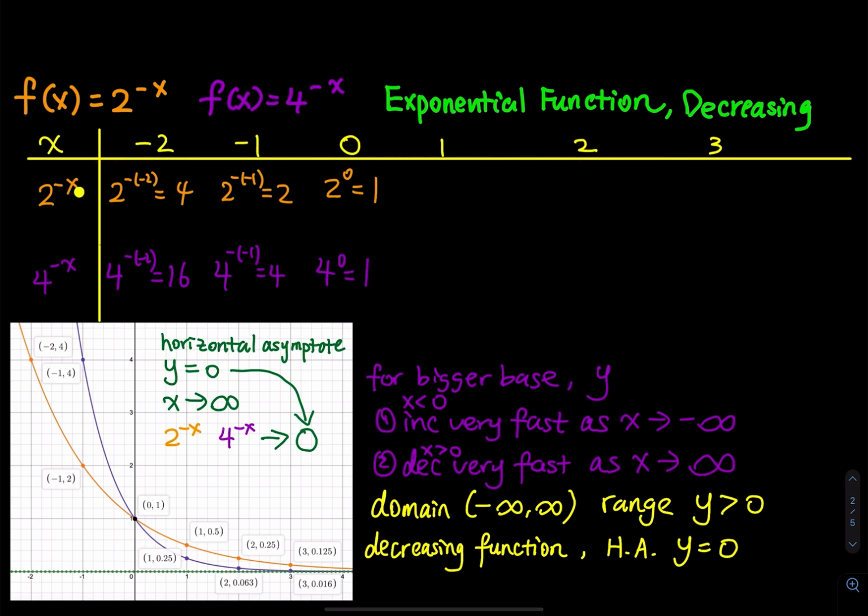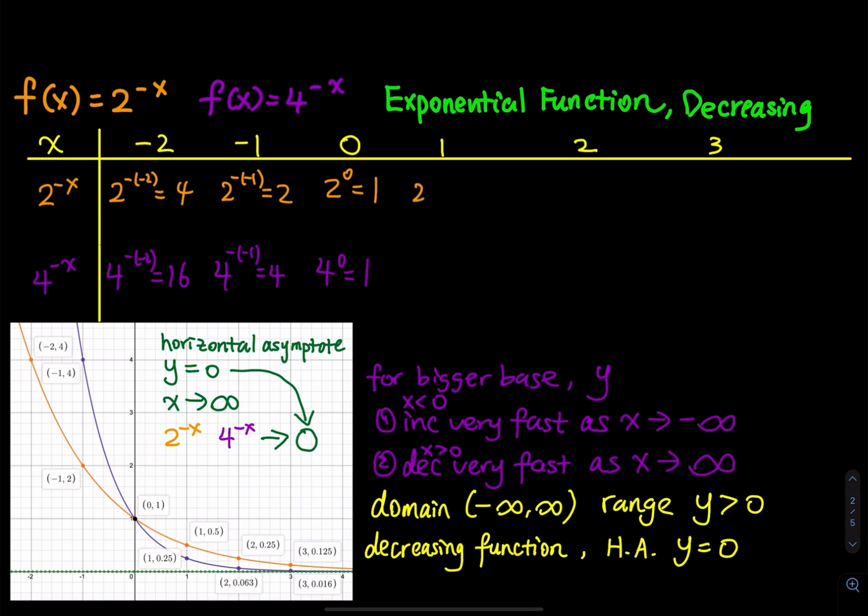For the negative x, when you plug in negative values like negative 2, negative 1, and 0, the two negatives become positive. So 2 squared is 4, 2 to the first power is 2, 2 to the 0 power is 1. And then for 4 to the negative x, 4 squared is 16, 4 to the first power is 4, 4 to the 0 power is 1. Now, in this type of exponential function, what happens when x is positive?